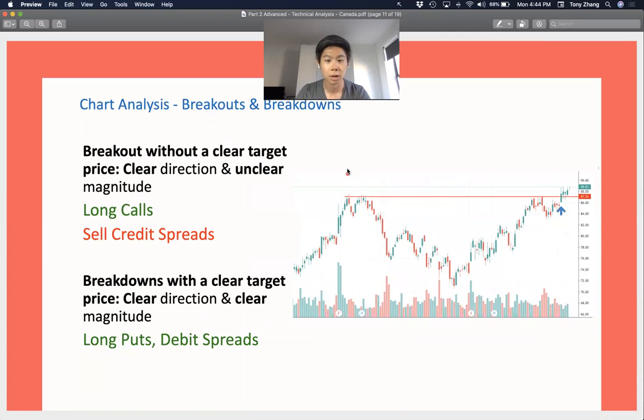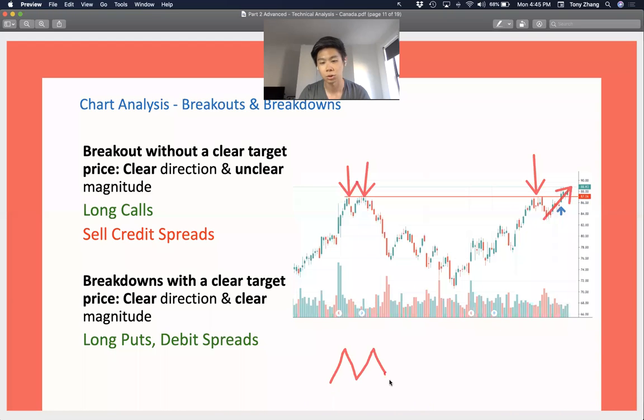So we have a stock here where it had a resistance level, it reached that resistance level, bounced higher, and now it broke out above that resistance level, okay? And this is another common price action analysis that you do, is when a stock trades within a range and it breaks outside of that range.